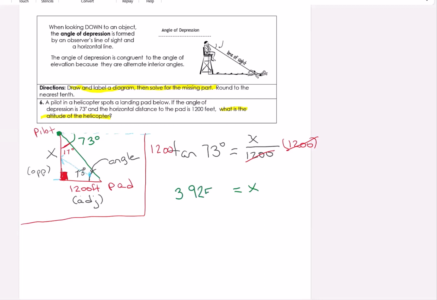3,925, and round to the nearest tenth, it is 0.023. Because it's 0.023, it's actually exactly this. The 0.023 just goes away when I round. So the answer is the altitude of the helicopter is equal to 3,925 feet above the ground.